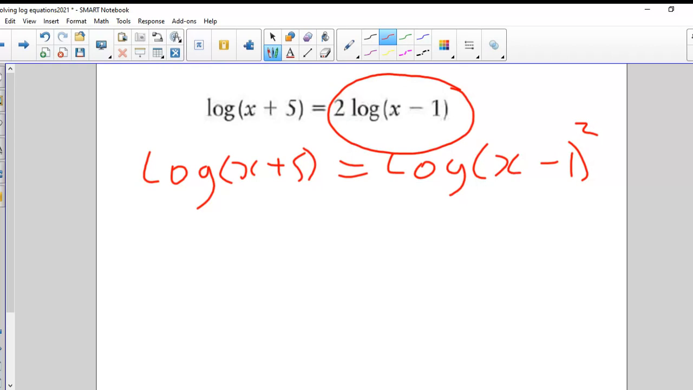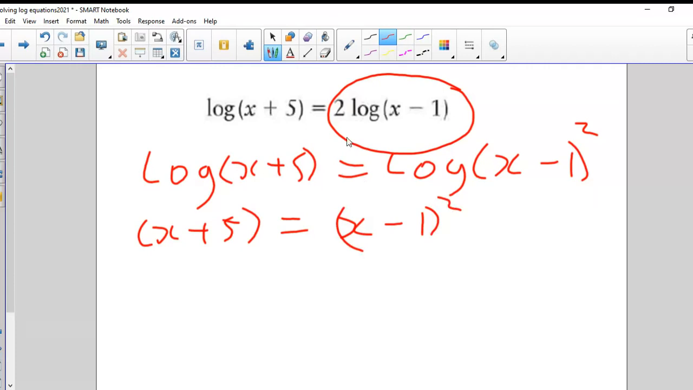Okay, so Quinn, back over to you now. I think the next step should be a little bit easier now that we've done that, right? What do you think? Cancel the log. Absolutely. Thank you, Quinn. So we're going to say that x plus 5 is now equal to x minus 1 squared. That's exactly right. Okay, thank you, Quinn.